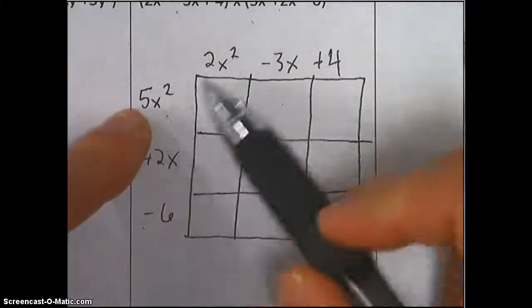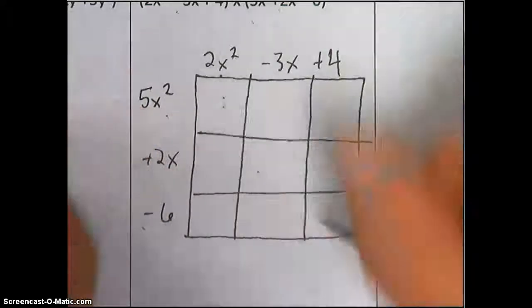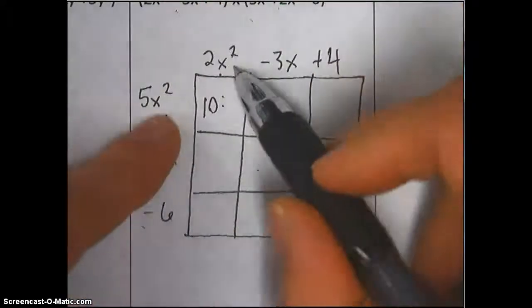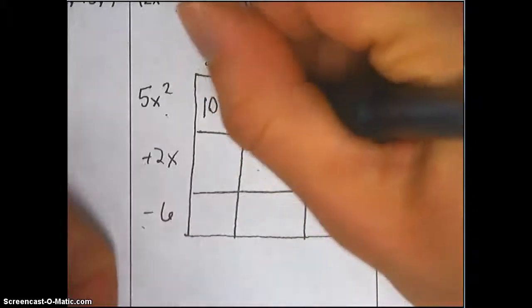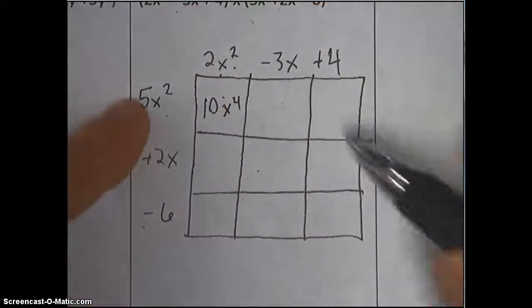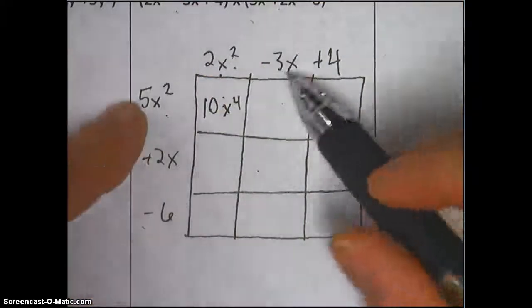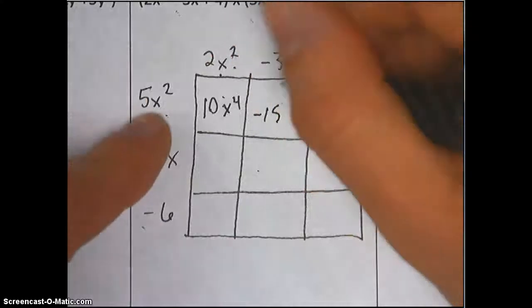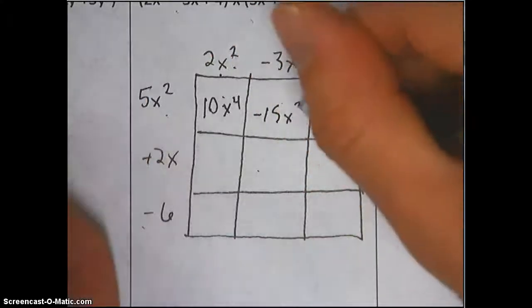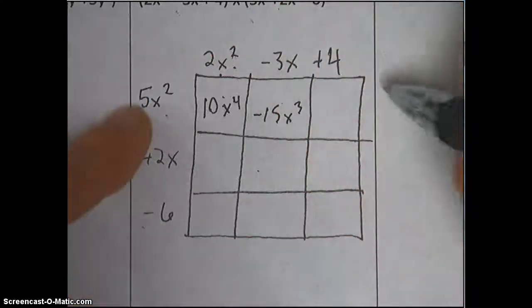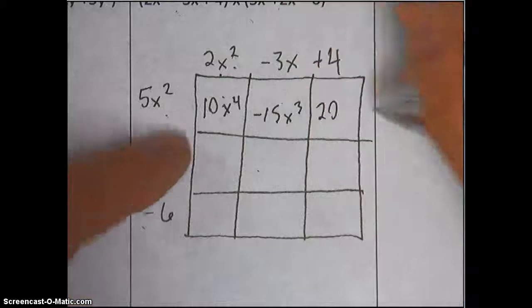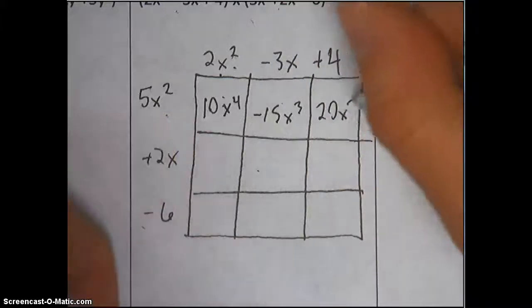So I'm going to do 5x squared times 2x squared. 5 times 2 is 10. X squared times x squared is x to the 4th. 5x squared times negative 3x. 5 times 3 is negative 15. X squared times x is x to the 3rd. And then 5 times 4 is 20. And then x squared times 1 is just x squared.